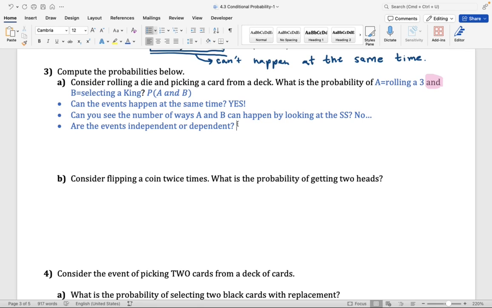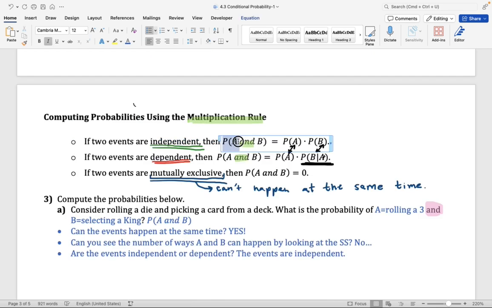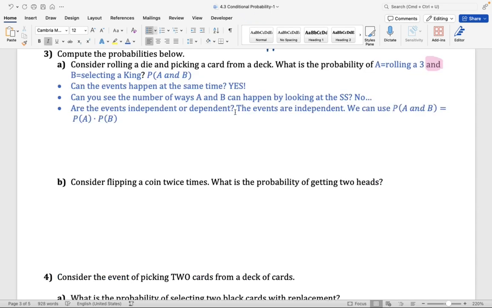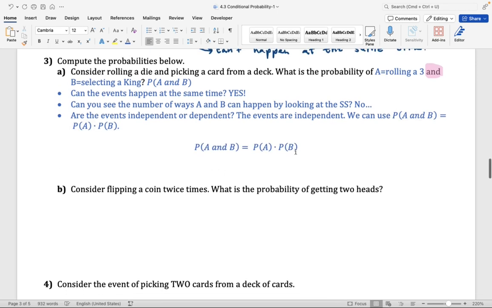So here, without having to prove that the probability of A given B is equal to the probability of A, we can say the events are independent. With that being said, we're going to use the probability of A and B is equal to the probability of A times the probability of B. So let's write that. Now we're ready to compute the probability.